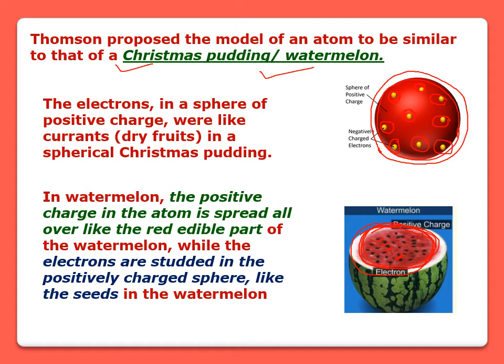So in the watermelon, the positive charge is spread all over like the red edible part of the watermelon, while the electrons are studded in the positively charged sphere like the seeds. So this was the atomic model of J.J. Thomson.